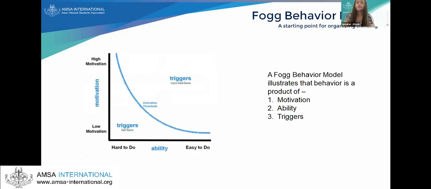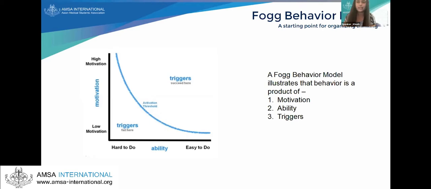Okay, let's move to a behavioral model, the Fogg behavioral model, which has been developed by Stanford University and is being used as a starting point for organizing thinking by many organizations, as well as community projects by governments. The Fogg behavioral model illustrates that behavior is a product of one, motivation, second, ability, and third, triggers. As you can see, on the x-axis we have ability, and on the y-axis we have motivation, whereas triggers is something that falls within the graph.